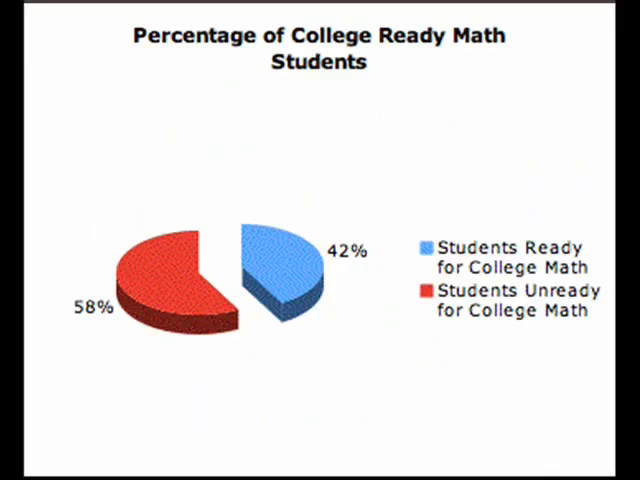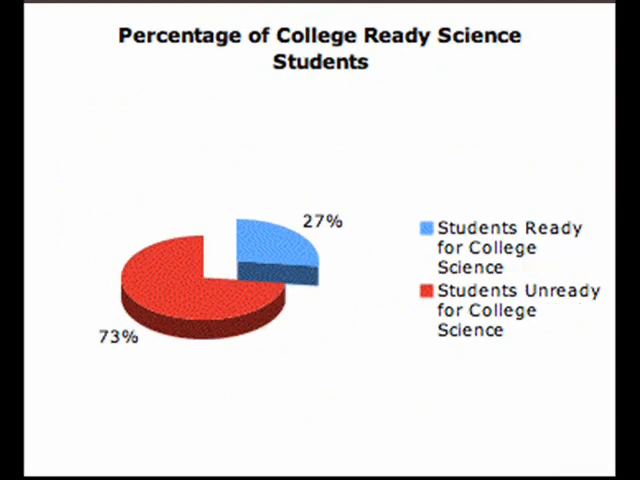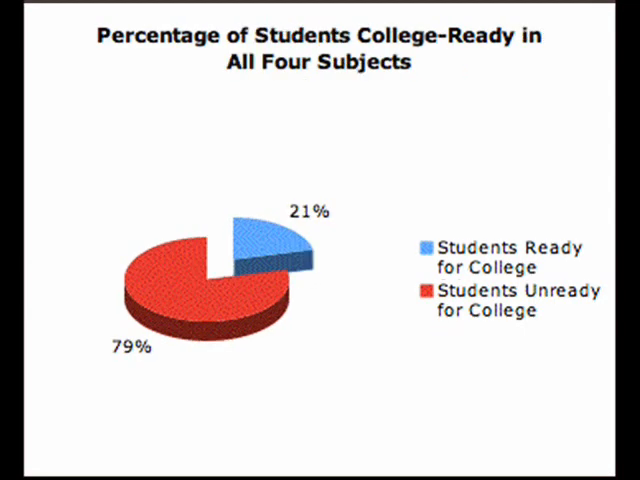This means that 42% of students have college-ready skills in math, and only 27% of students have college-ready skills in science. Overall, only 21% of students achieved college-ready scores in all 4 subjects.